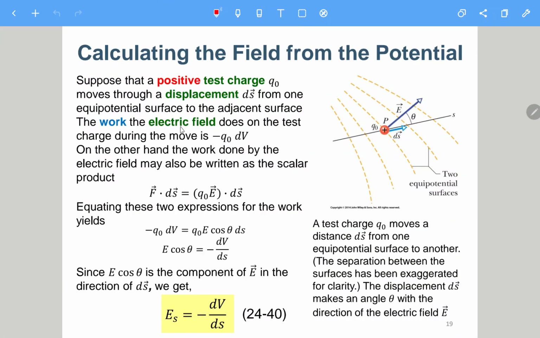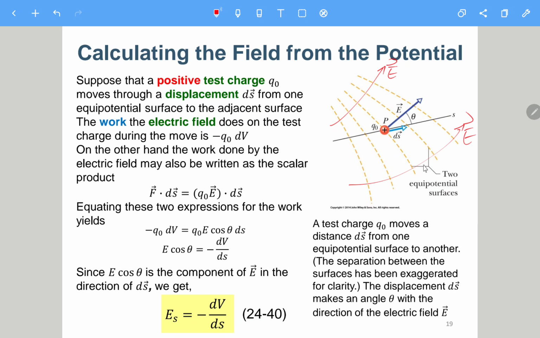Here, in this figure we can see there are some dotted yellow lines, which mean the equal potential surfaces. This means that all the E field will be perpendicular to them. This is the E field here, this is the E field there. All the E field lines will be perpendicular to the equal potential surface.